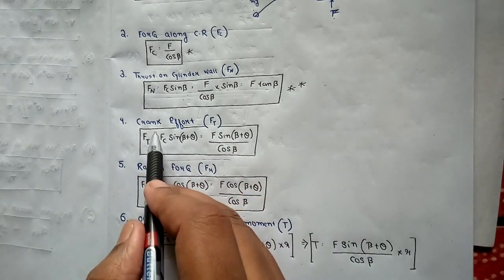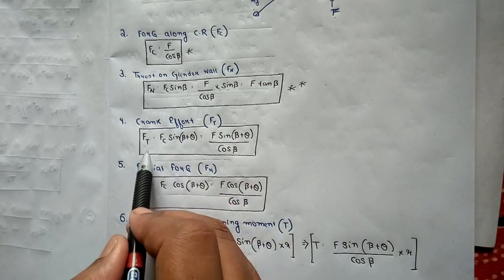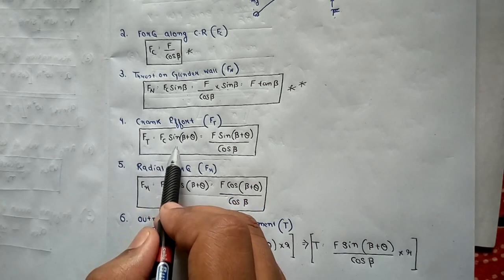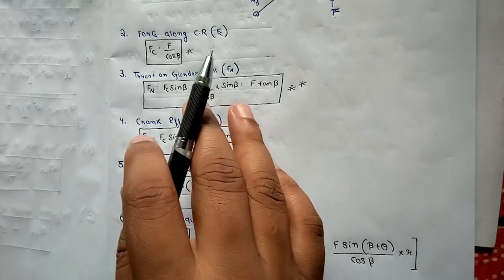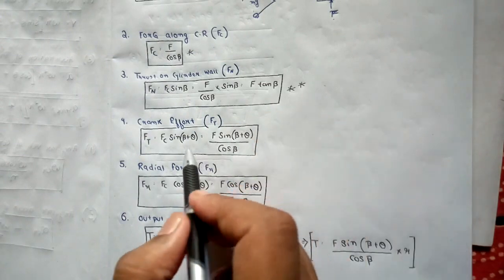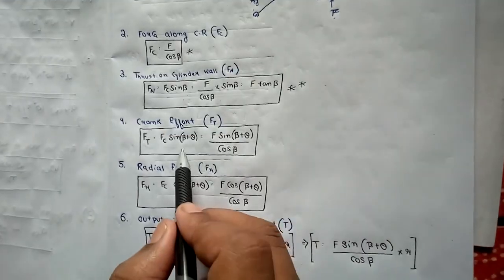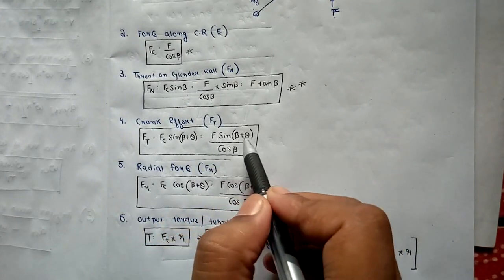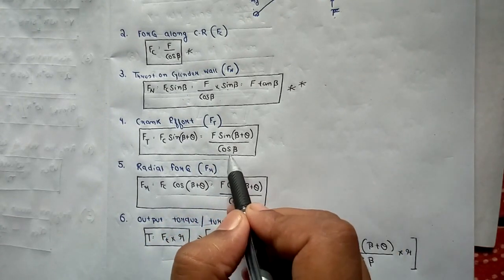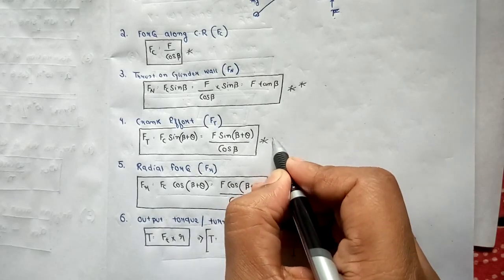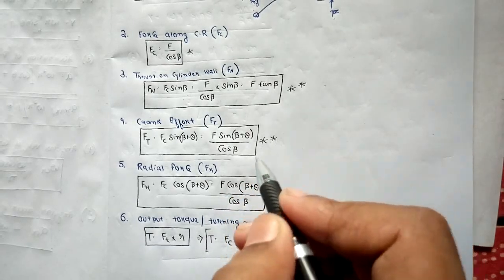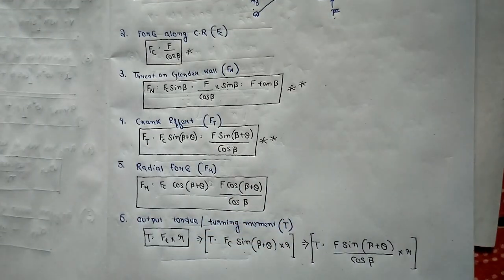The next formula is the crank effort, that is Ft. Ft equals Fc sin (beta plus theta), and we know that Fc equals F by cos beta, so the formula becomes F sin (beta plus theta) divided by cos beta. These all come from the geometry, so we have to be very careful and remember the diagram very carefully.